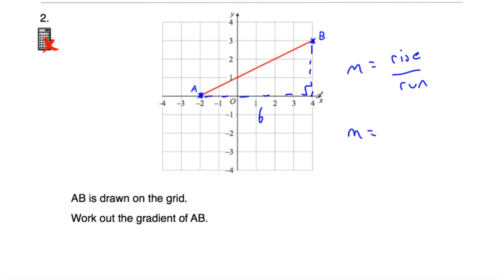And in terms of the rise, how much we're going up? Well, we're going from a height of 0 up to a height of 3. So the rise would be 3. So m, the gradient, is the rise divided by the run. The rise is 3 divided by the run, which is 6. So we've got m, the gradient, is 3 divided by 6.